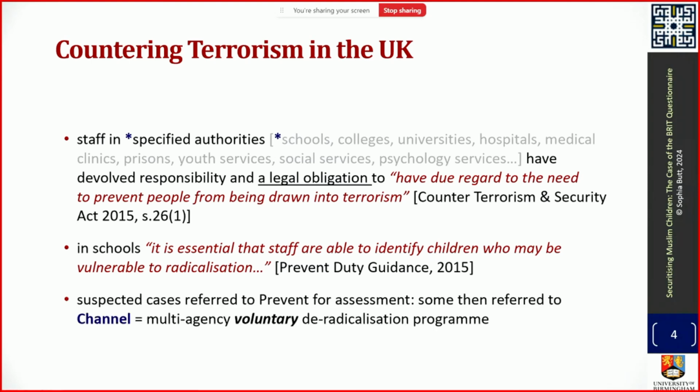What happens is that the suspected cases are referred to Prevent for assessment, and then where it's deemed necessary, some of the cases are then referred to the Channel programme, which is a multi-agency deradicalisation program. But what's noteworthy here is that it's a voluntary program. So say someone is identified as being susceptible to radicalisation, an assessment is done, and the officers think, yes, this person is at risk. What then happens subsequently, depending on how severe that risk is deemed to be, if it's not deemed to be severe enough for them to be prosecuted, but they can be released back into the community, it's up to the individual as to whether or not they accept to go on to the Channel program, the deradicalisation program.